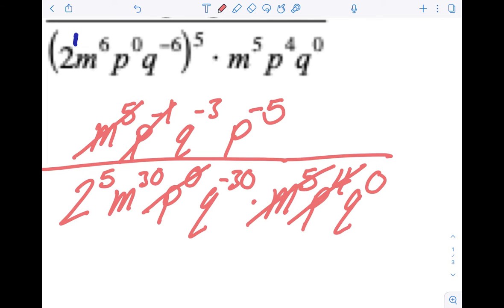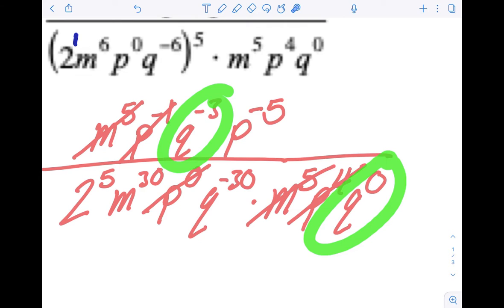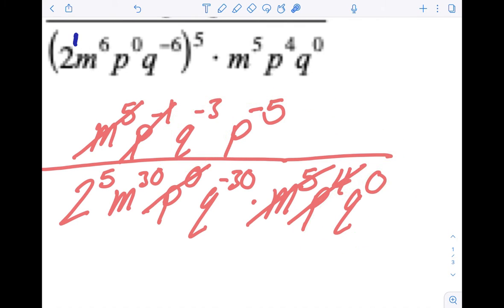Okay, what about my q's? So I have my q to the negative 3 and q to 0. Negative 3 minus 0 is negative 3, so that cancels that out. I'm left with q to the negative 3.